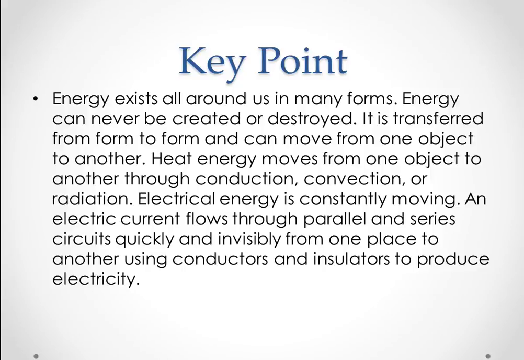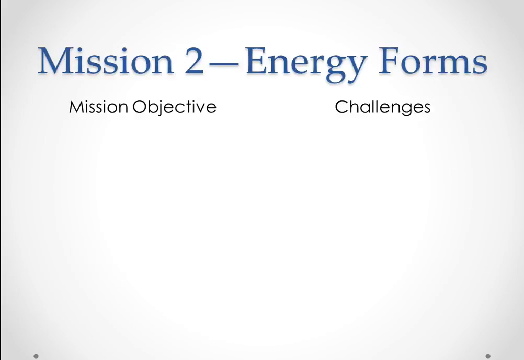Heat energy moves from one object to another through conduction, convection, or radiation. Electrical energy is constantly moving. An electric current flows through parallel and series circuits quickly and invisibly from one place to another using conductors and insulators to produce electricity. This is mission 2, as I said.